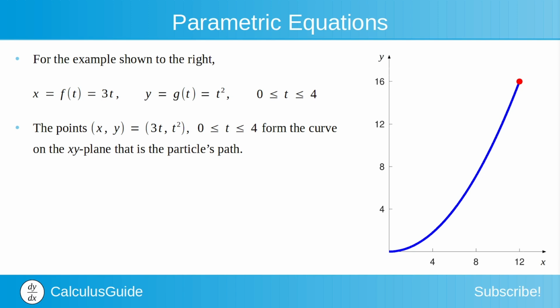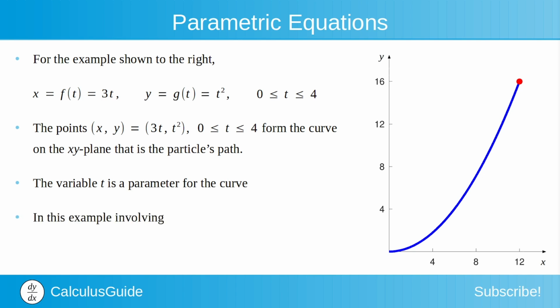Values of t on the closed interval from 0 to 4 are values of t which are greater than or equal to 0 and less than or equal to 4. The variable t is a parameter for the curve. In this example involving motion, t represents time.